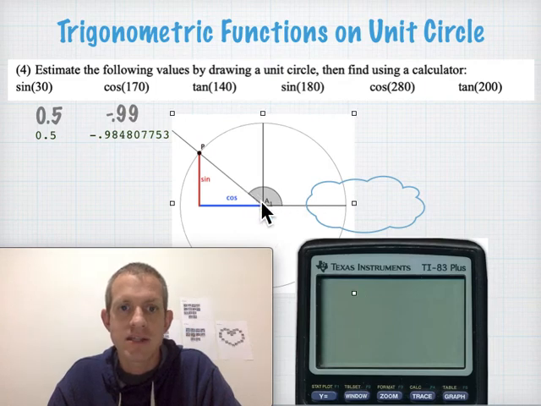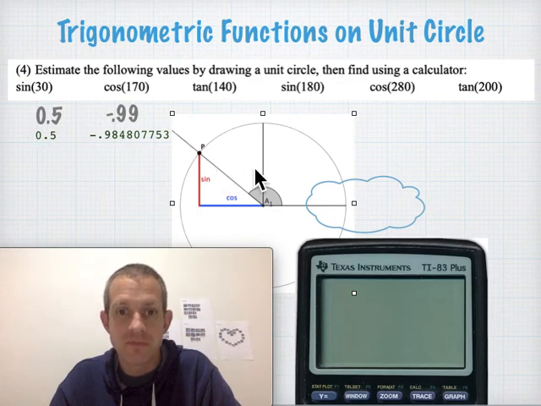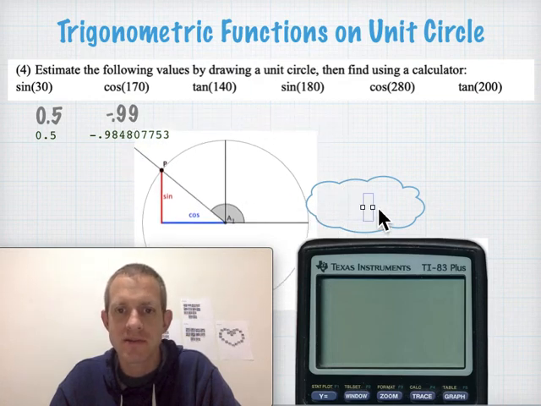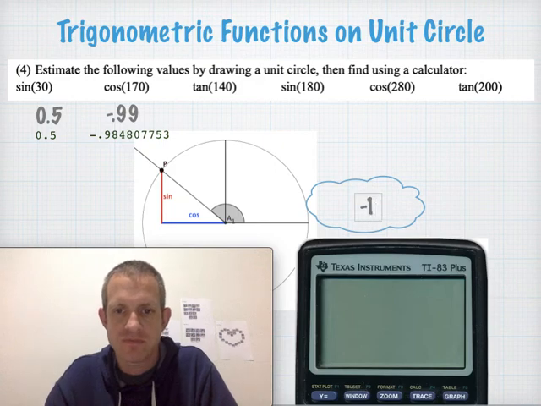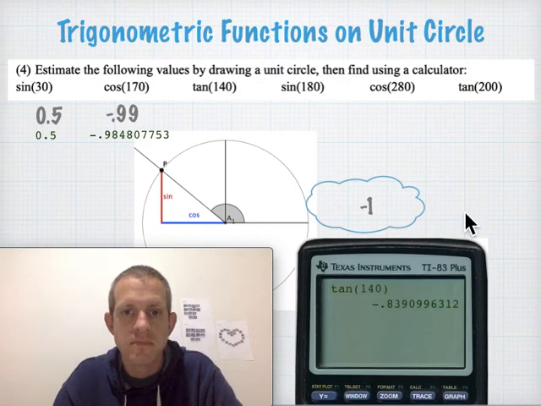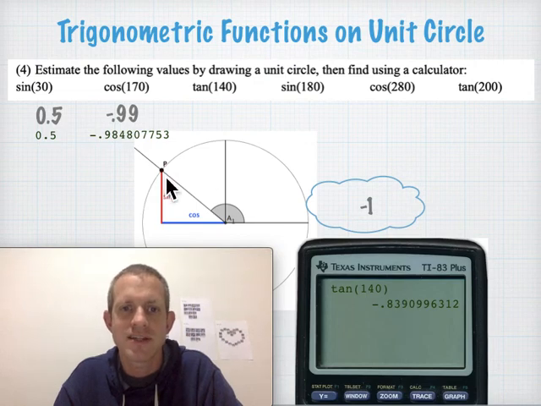And I need to know what its tangent value is. Tangent is the slope of this line, and it looks like it's got a slope of pretty close to -1. And so that would be my guess, -1. Let's try typing tangent of 140 into the calculator now and see what we get. -0.839, which is pretty close to -1, considering I didn't really think about the numbers that much.